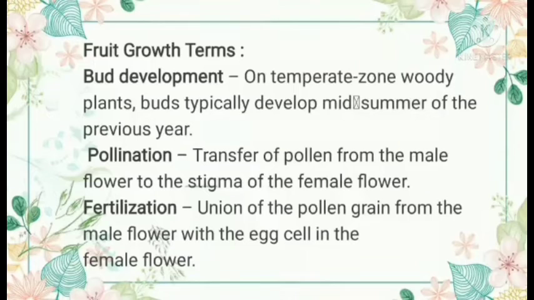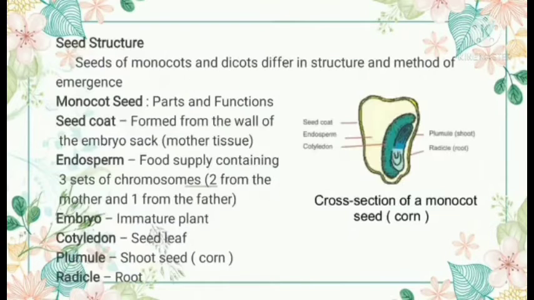And now let's proceed to the fruit growth stages. Buds develop on temperate zone woody plants. Buds typically develop in midsummer of the previous year, while pollination is the transfer of pollen from the male flower to the stigma of the female flower. Fertilization is the union of the pollen grain from the male flower with the egg cell in the female flower.